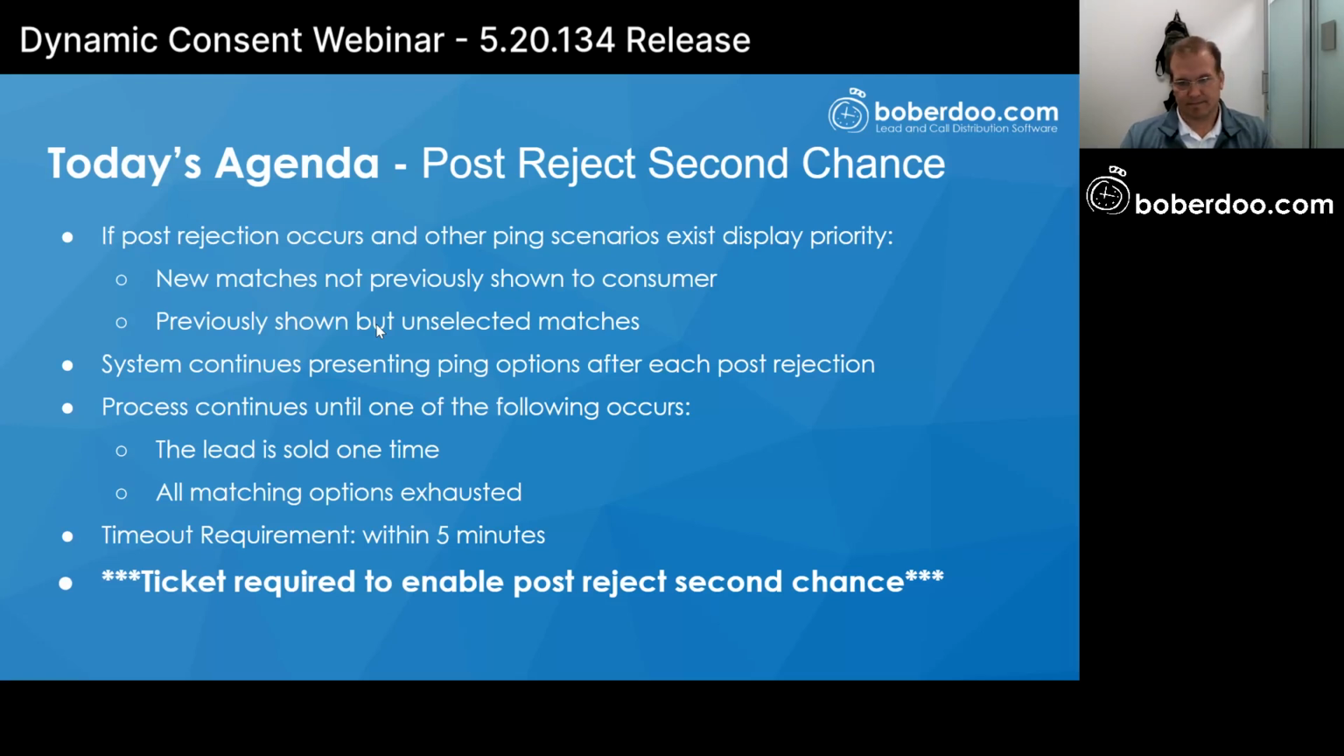Currently, a ticket is required to enable the post-reject second chance in your system. So if you do want that to be done so that you can present that in the response in the API, we do have to enable that in your system. So please put in that ticket and client services can get that done for your lead system.